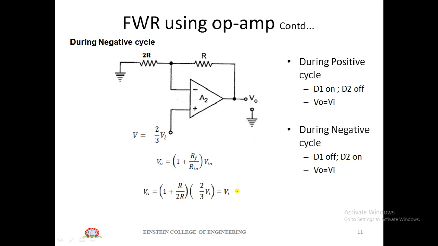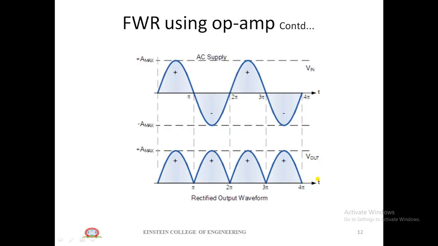So the input voltage and output voltage are in phase with each other. So during the positive cycle also, we get the value V0 is equal to Vi, and during the negative cycle also, V0 is equal to Vi. Thus, the input signal is rectified fully. So both positive and negative half cycles are rectified using this full wave rectifier using operational amplifier.